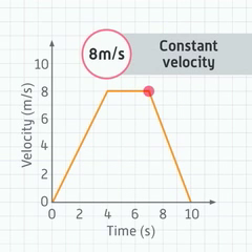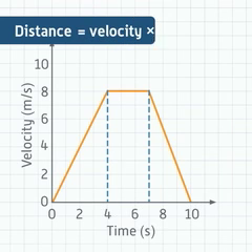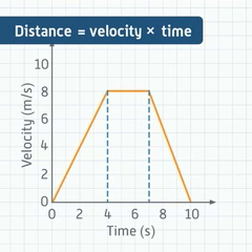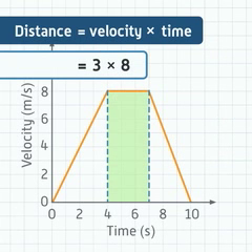Between 4 seconds and 7 seconds, the car travelled at a constant velocity of 8 meters per second. Considering the time between 4 and 7 seconds, if we wanted to know the distance travelled by the car, we could use the formula distance equals velocity multiplied by time. You can see which formula to use easily on a distance-time triangle. Using this formula tells us that over this period, the car travels 3 times by 8, that's 24 meters.